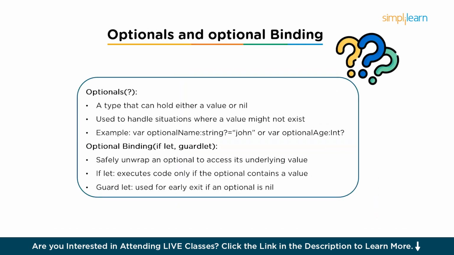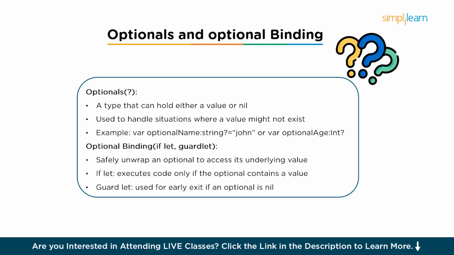Next we have optionals and optional binding. In Swift, an optional is a type that can hold either a value or nil. Nil essentially means no value. We use optionals to handle situations where a value might be missing or undefined. This is a common scenario in programming. For example, a function that searches for a user might return an optional. It returns the user if found or nil if not found. You declare a variable or constant as an optional by adding the question mark.